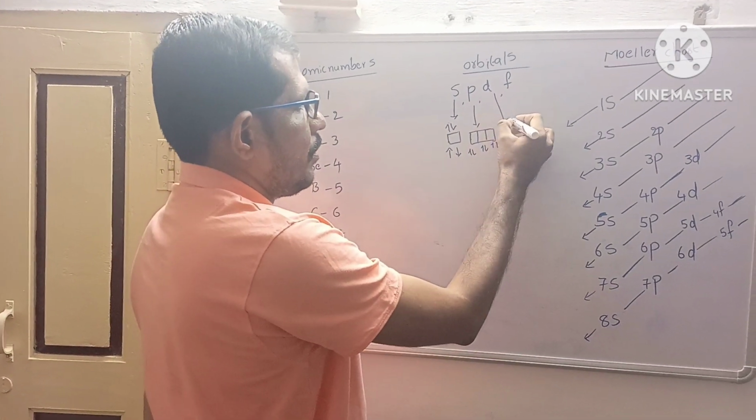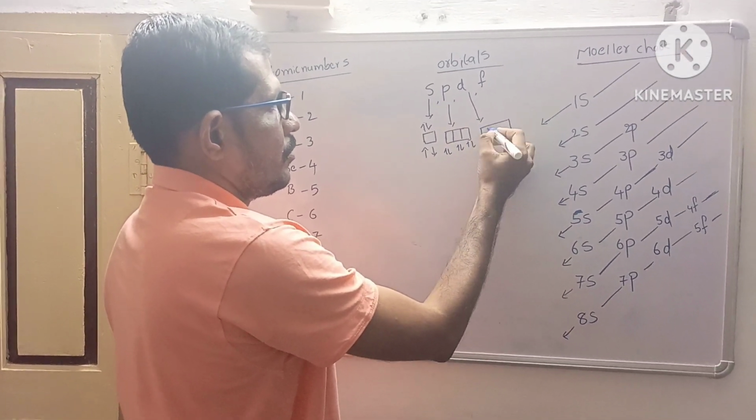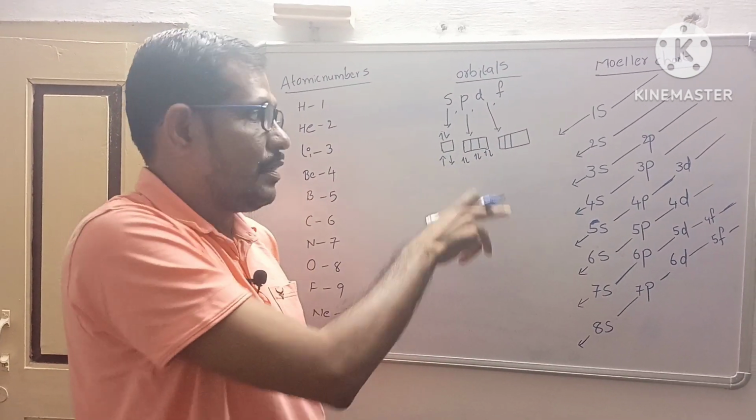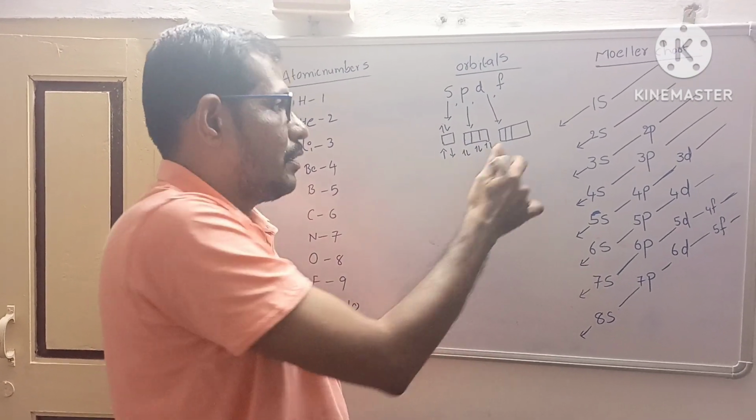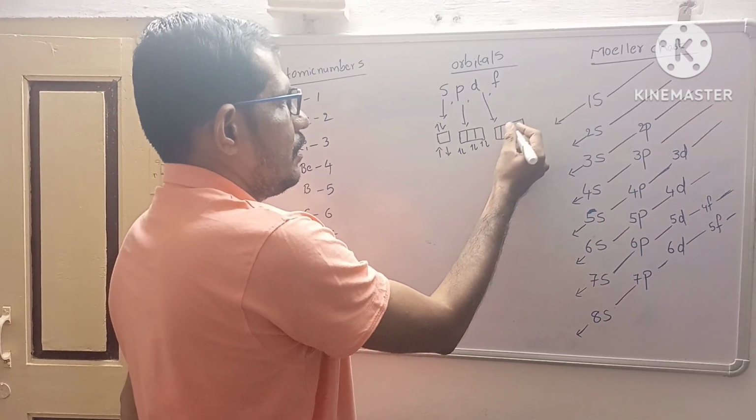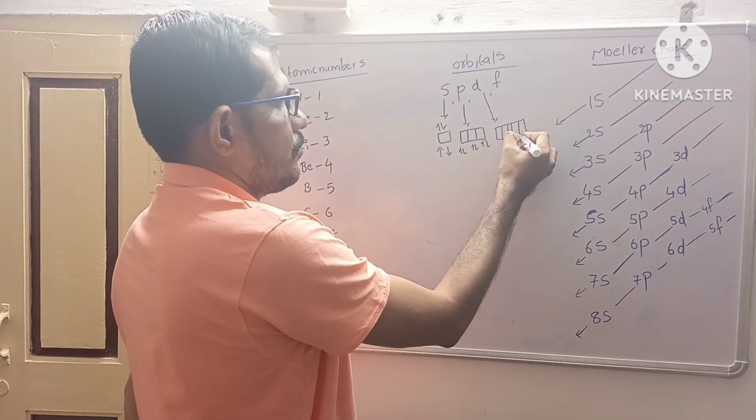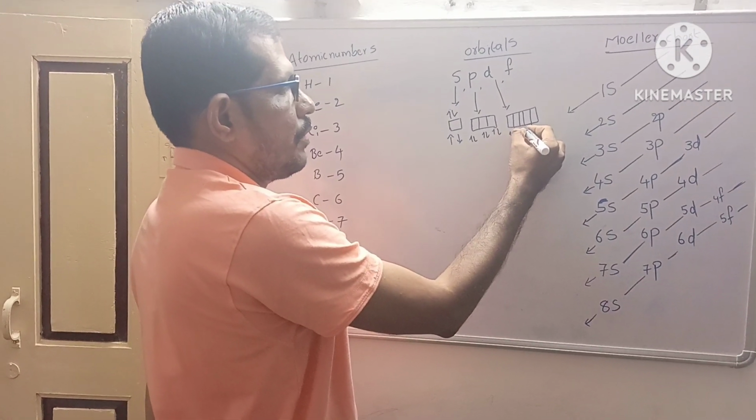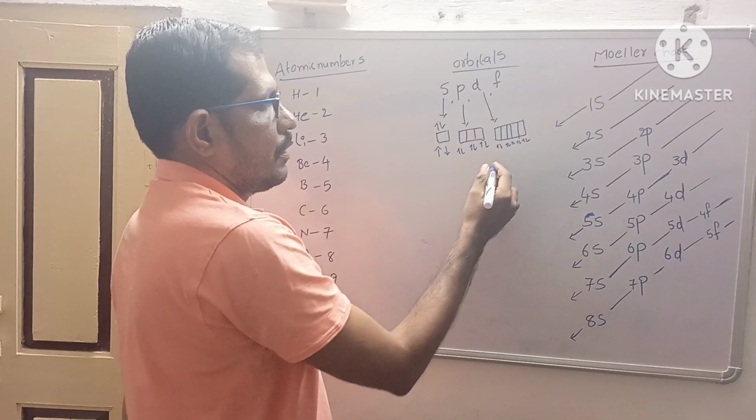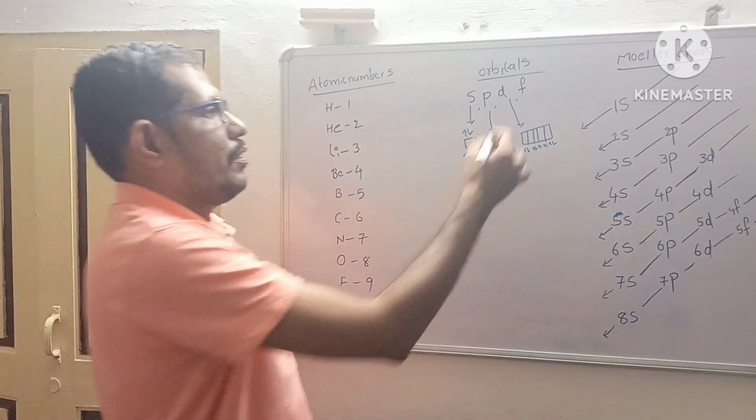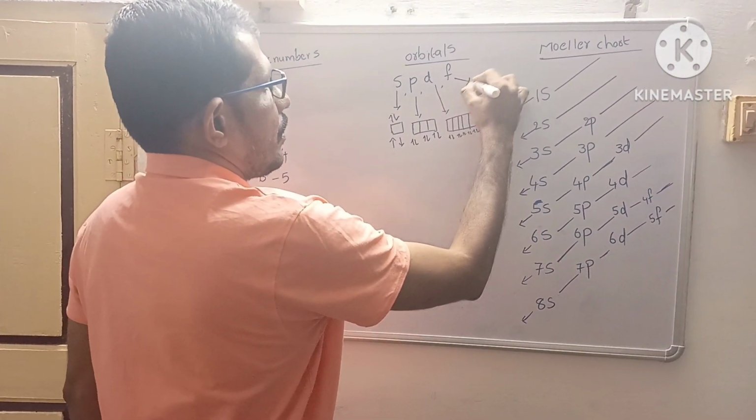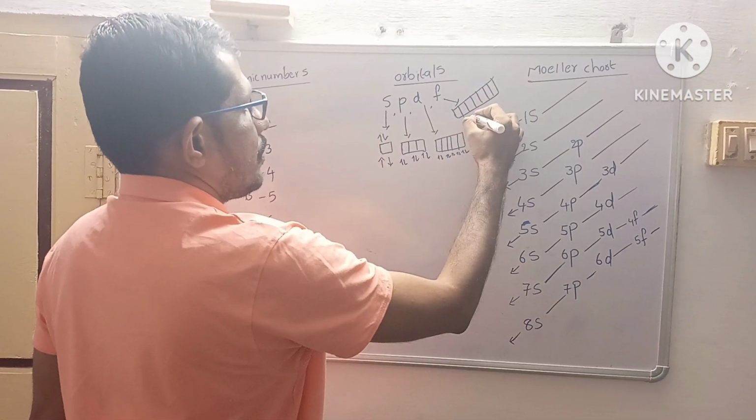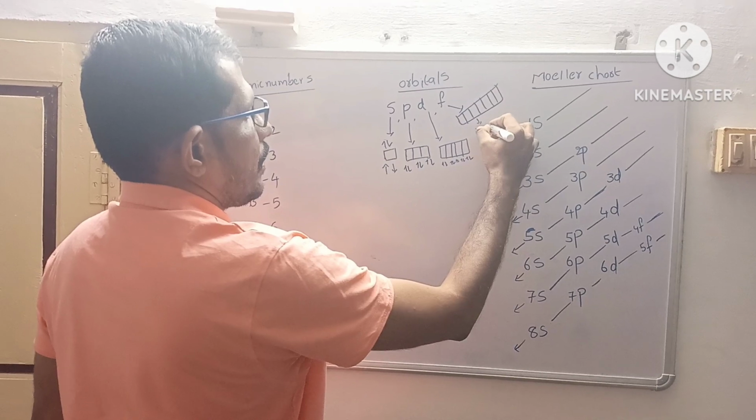Next, the D orbital has 5 boxes. We are not supposed to call them boxes, but for your better understanding I am using simple, friendly language. So 1, 2, 3, 4, 5: the D orbital has 5 boxes. Each box can accommodate 2 electrons, so there are 10 electrons. Likewise, the F orbital has 7 boxes, 1, 2, 3, 4, 5, 6, 7, so it can accommodate a maximum of 14 electrons.